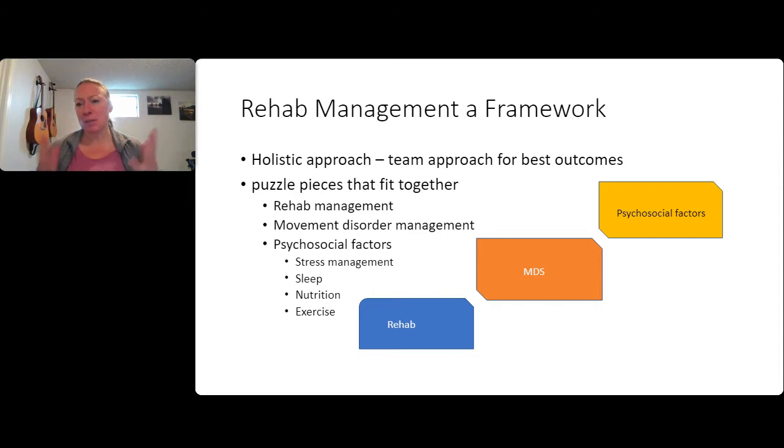So if we look at the big picture, the pieces that are important include connecting the person with a movement disorder specialist for medication, Botox, DBS, so kind of working through that decision-making tree, what's going to work well for the patient. And medication management itself can be huge and really, really make a big difference.